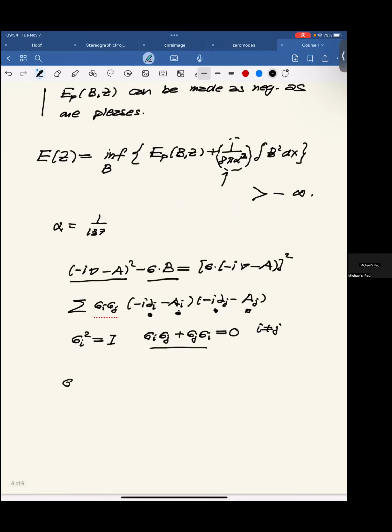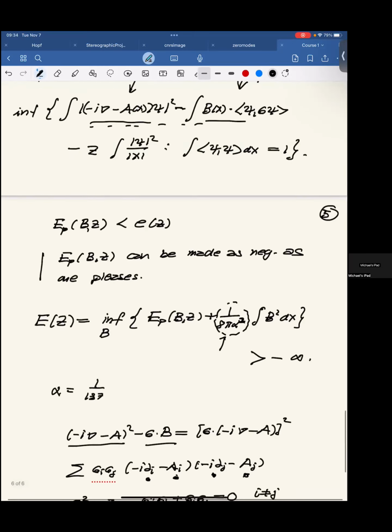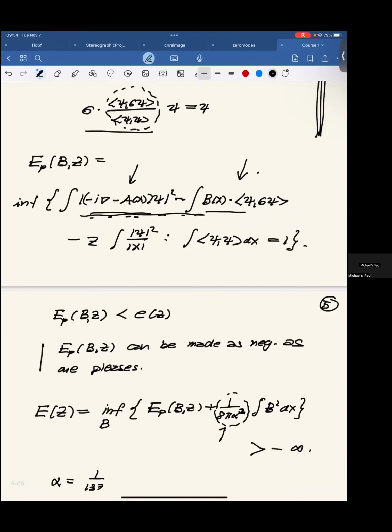By the way, an interesting formula in this business is always the following. When you take any two vectors A and B, that turns out to be A dot B times the identity plus i times sigma dot A cross product B, okay? These are somehow these identities which you have to jiggle in this business, okay? So in other words, when I go back to this functional here.